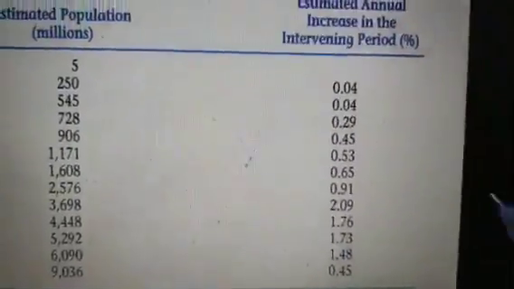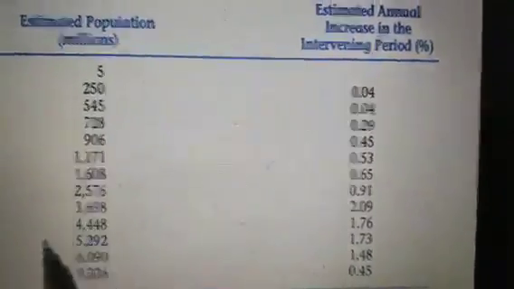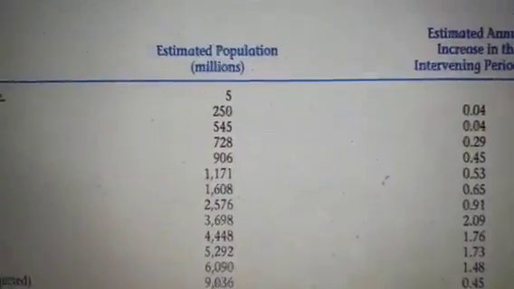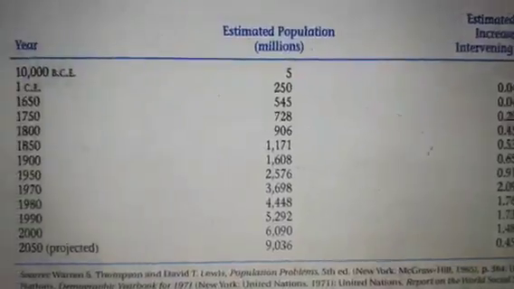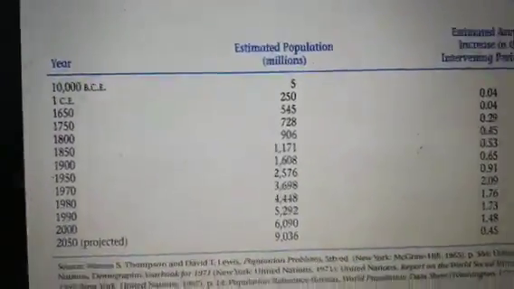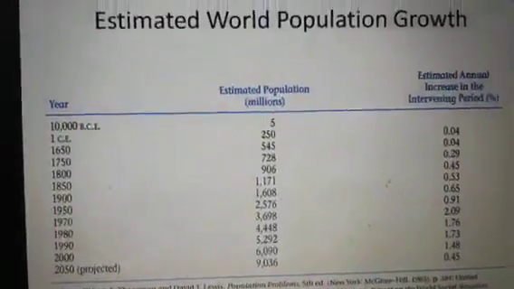You can see in the 1970s and 90s, the highest population growth was there in the world, and later on a decline was there, but still population is growing in many parts of the world.